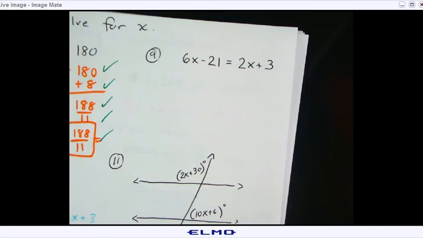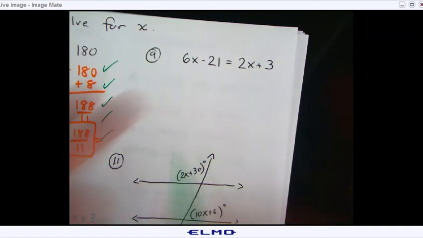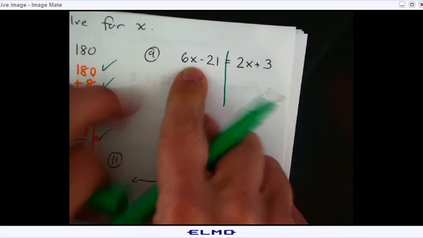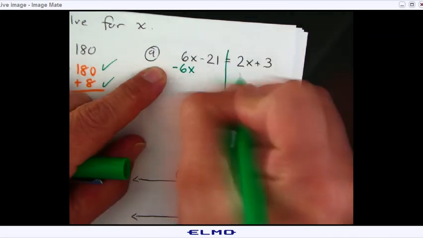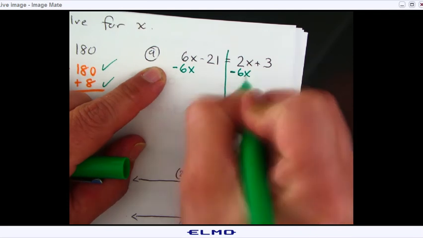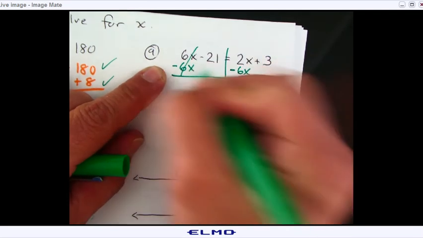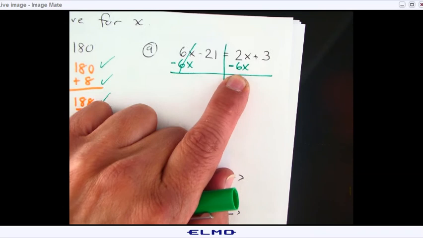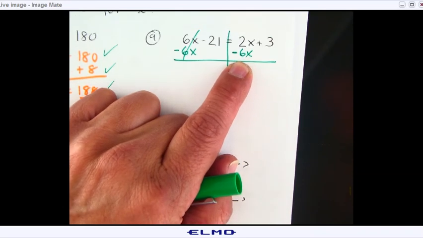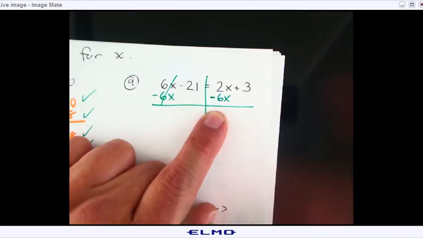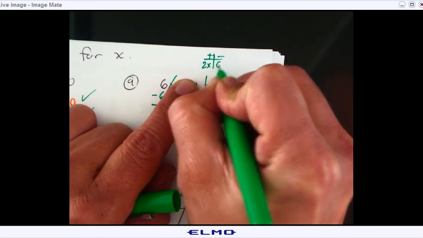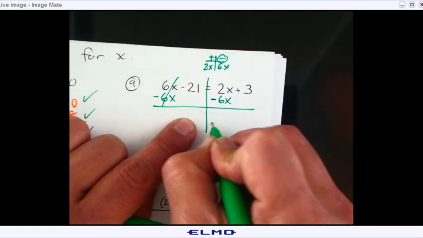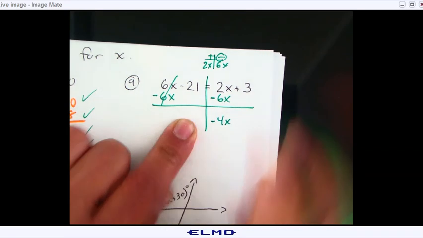Okay? So let's go ahead to number 9. I'm going to do it the way some kids did it. So what they did is they took away the 6x. Negative 6x, negative 6x. So this is a 0. This is where they got confused. Right here they put 4x. No. If you do your t-chart, 2x minus 6x, it's actually negative 4x. So this is where they messed up right there.